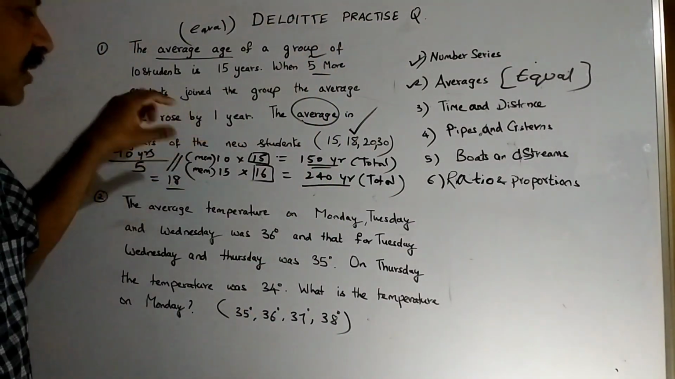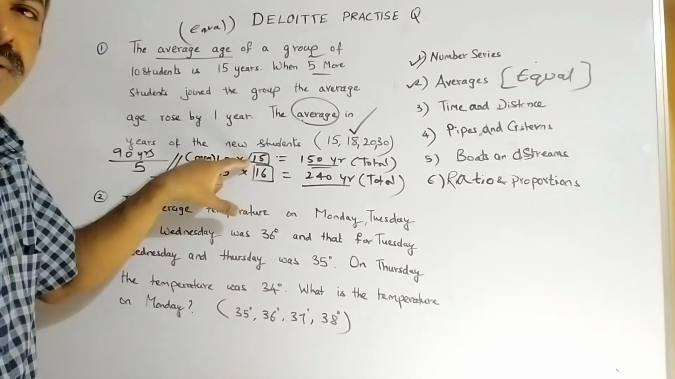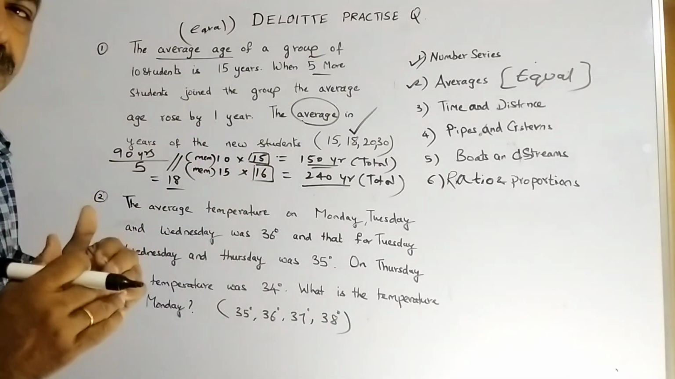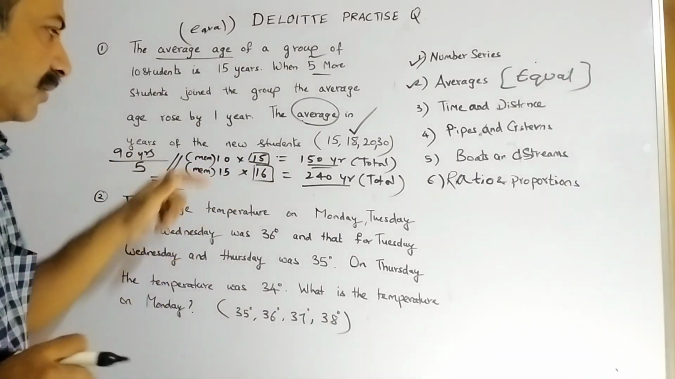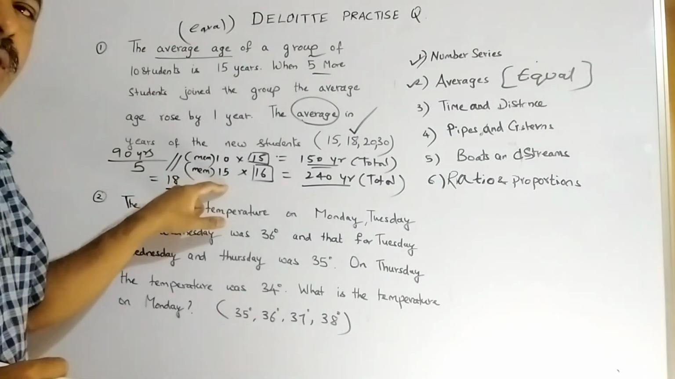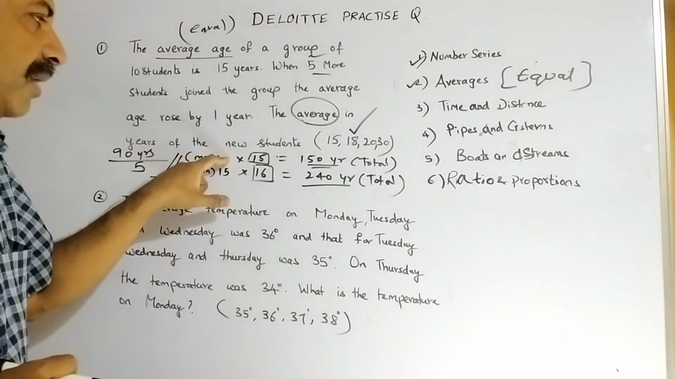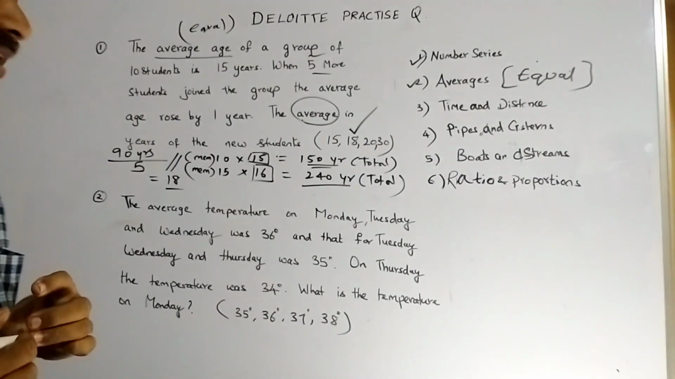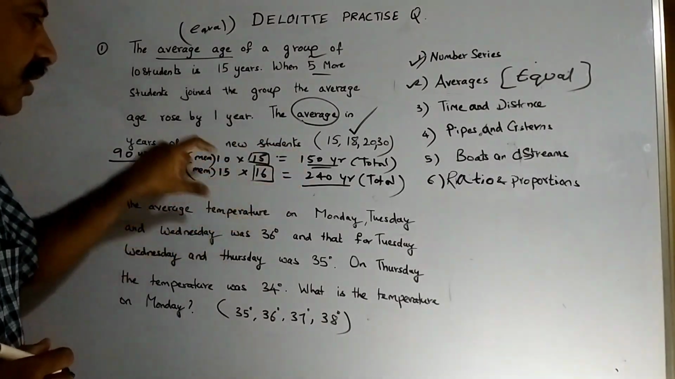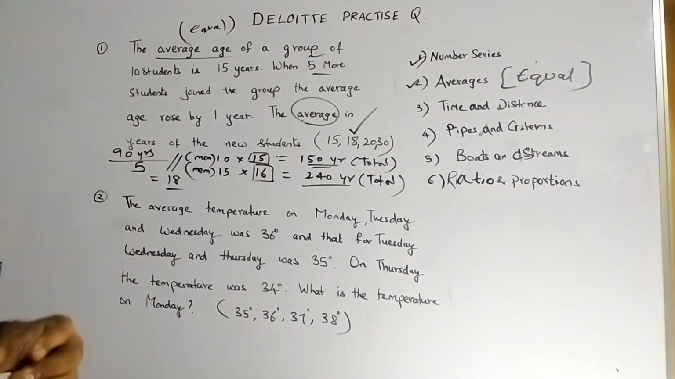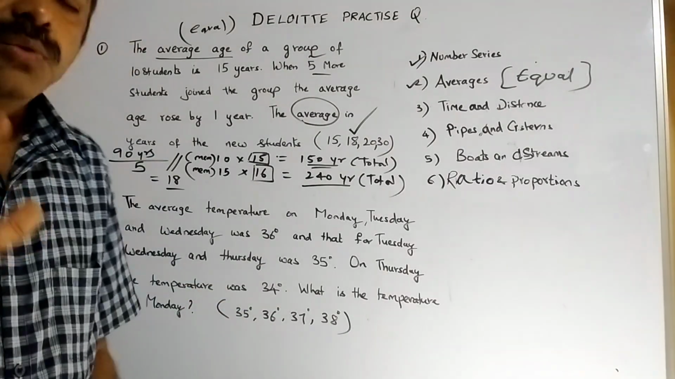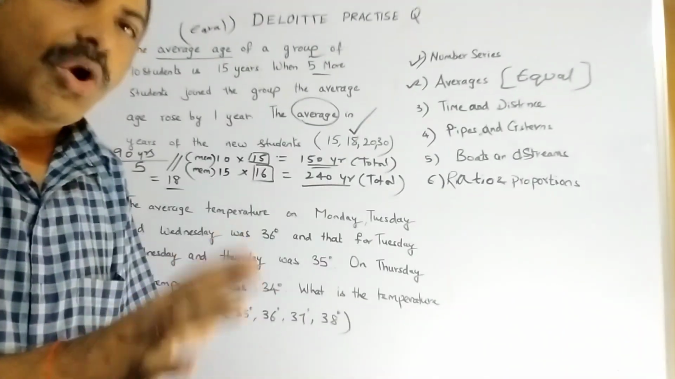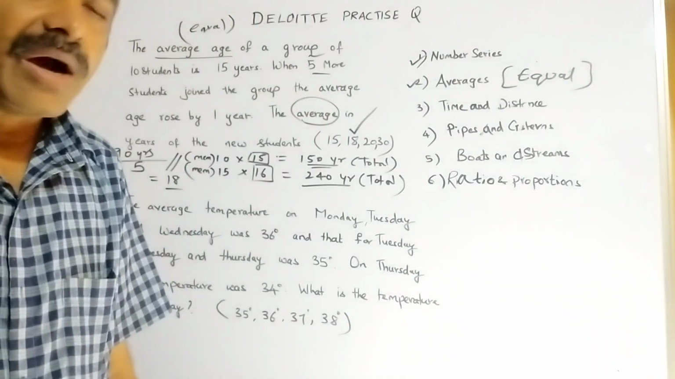So what I'm doing is first taking what happened before and what happened afterwards. Before, the total is 150. Afterwards it is 240. So the answer comes from the difference. What is the difference in any question, dear students? You have to compare what is given in the beginning with the result afterwards.